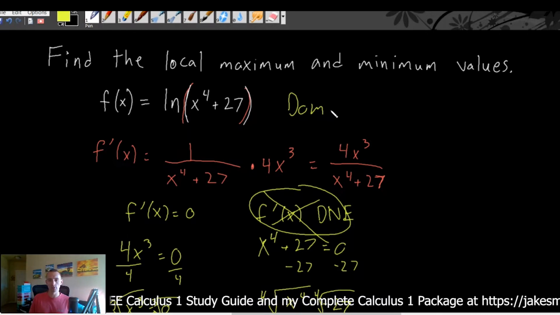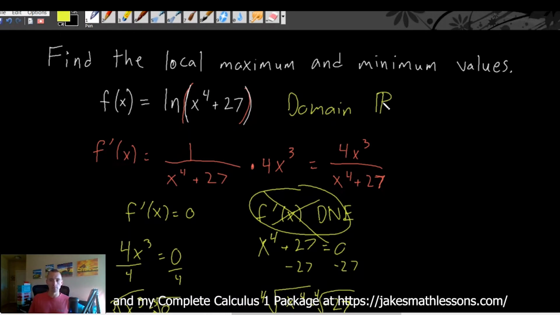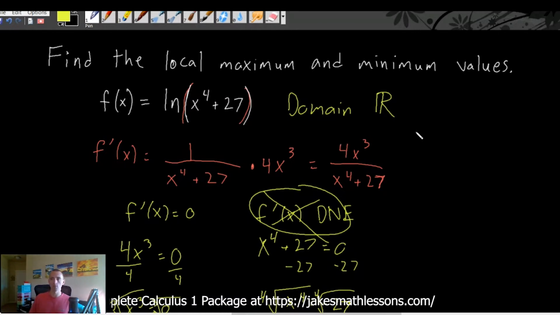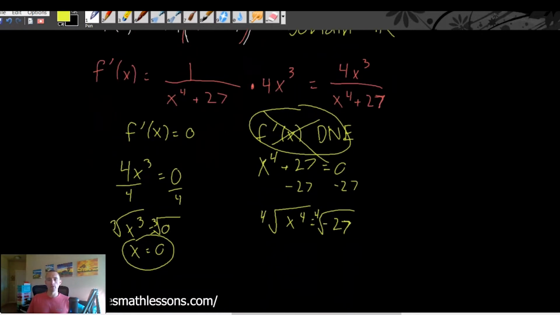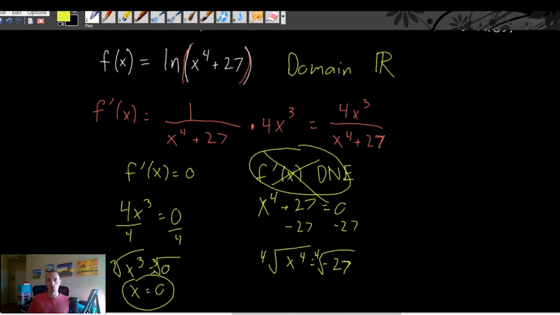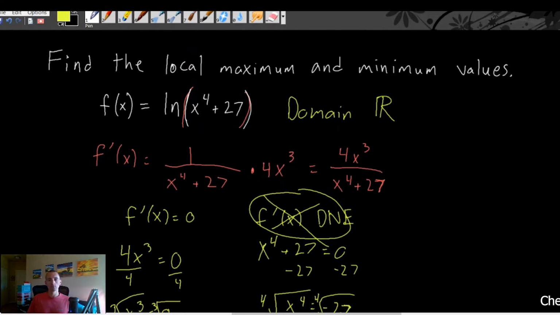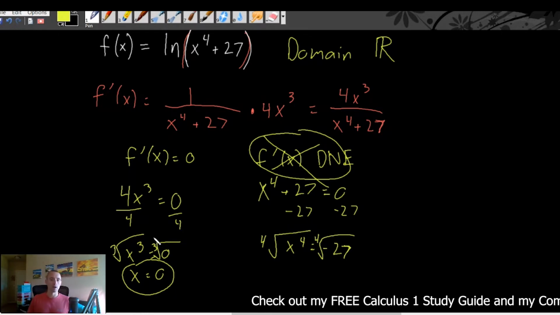So the domain of this original function is all real numbers, right? There's no x values that are going to cause problems. There's no x values that we're not going to be able to plug into f of x. So as a result, really the only point that we want to put on to do our first derivative test to figure out where our local maximum and minimum values are is the one critical number of x equals 0 that we got. There's no restrictions in the domain of f or f prime, and the only critical number we got is x equals 0.